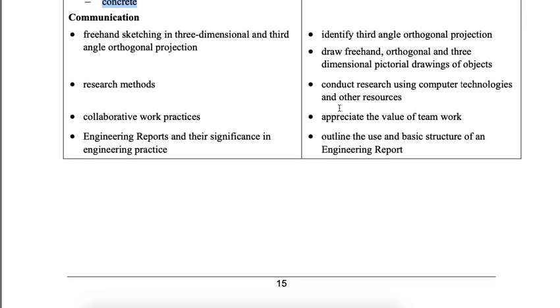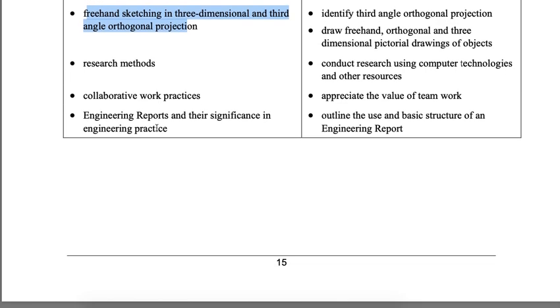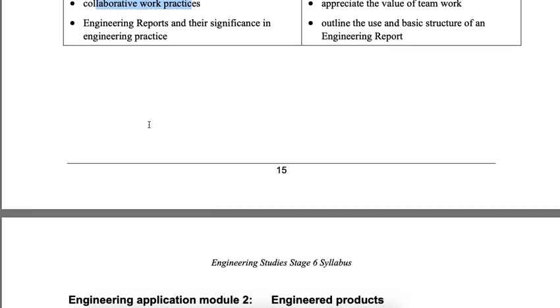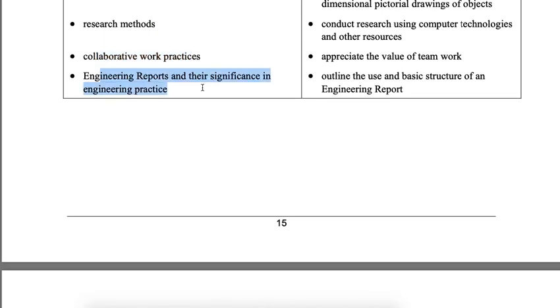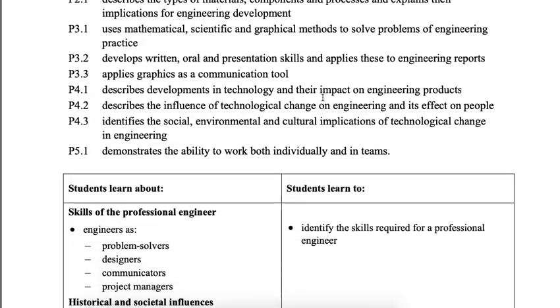Okay, so we have communication. So we haven't done research methods. A lot of this stuff when I have to write in my register, so for my legal insurance that I've done these things, I just say this will be taught next term, which is the case here. So freehand sketching, we've done a tiny bit of, and that's what we're going to start focusing on for the next term. Research methods we'll do this term, collaborative work we'll do this term, and the engineering report we will do next term. So we'll do that as part of chapter 2.